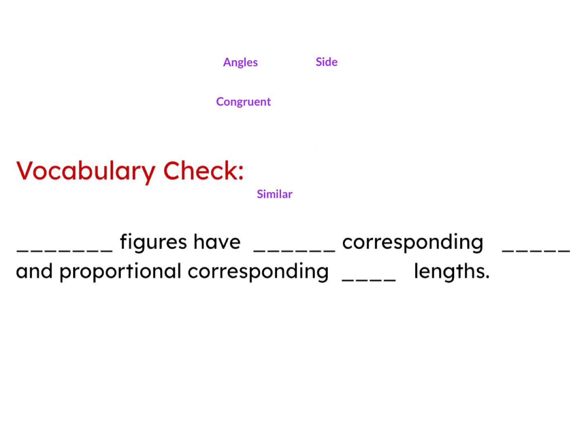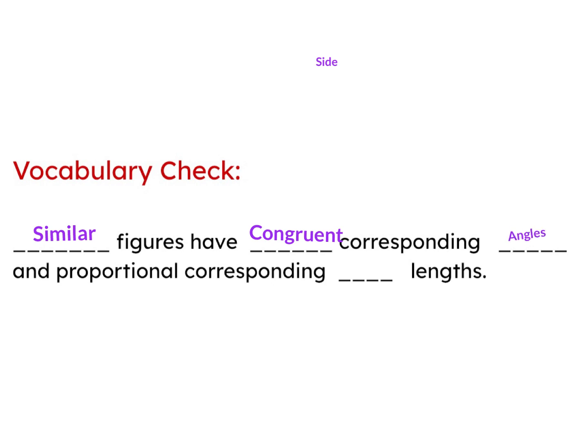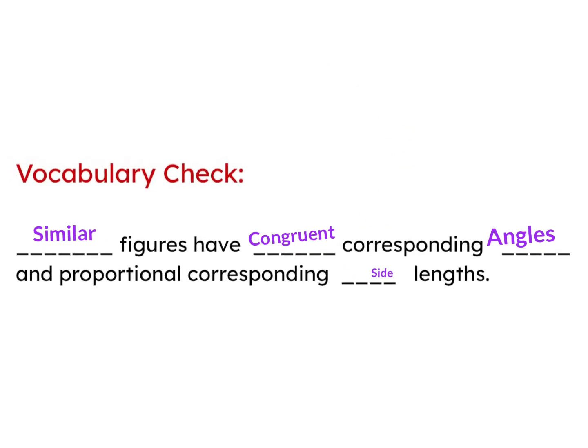You should have come up with similar figures have congruent corresponding angles. The angles are always the same, so they're congruent, and proportional corresponding side lengths. So go ahead and make sure you fill yours in the same way. Similar figures have congruent corresponding angles and proportional corresponding side lengths.